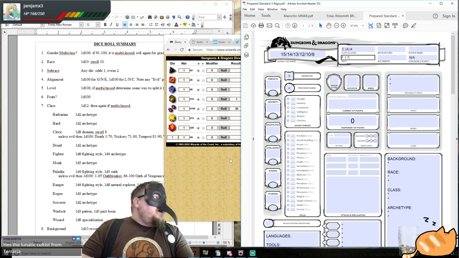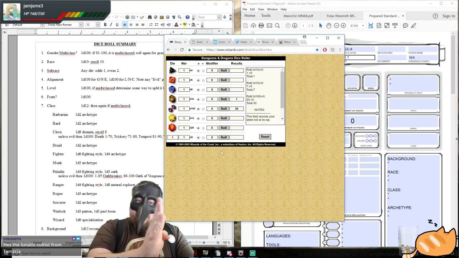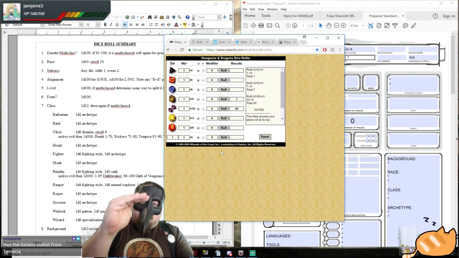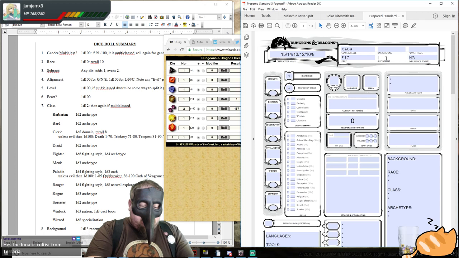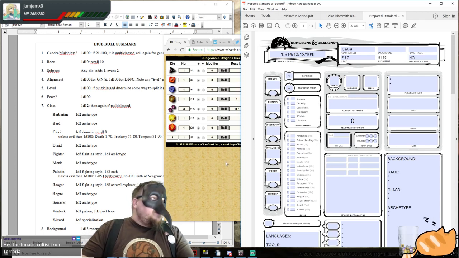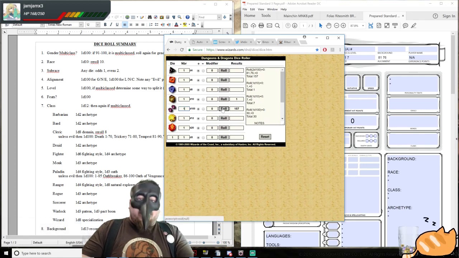Okay. Next up, the alignment is going to be 2 percentile dice because we have good, neutral, evil, lawful, neutral, chaos. 2d100, hit roll. 81 76. Okay. Next up, we have to determine with a percentile if the character is going to use any feats. On a 5, nope, this is going to be straight ability bumps.